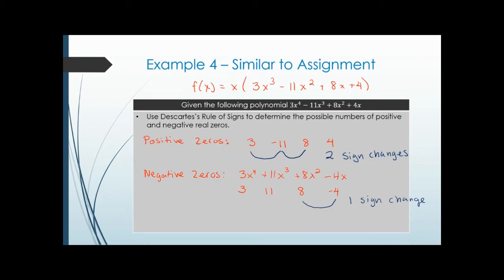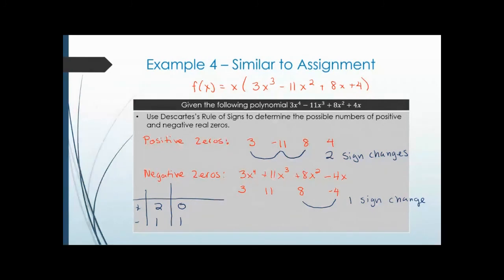So I can make a table here, because we just want to know the number of positive or negative zeros. So I could have 2 positive zeros and 1 negative zero, because that was what I got from the sign changes. And then if it's odd, you need to subtract 2. So for the positive, I had 2 sign changes. That could also mean I could have 0 positive zeros. And if I subtract 2 from 1, I get a negative, so I still have only 1 negative zero.